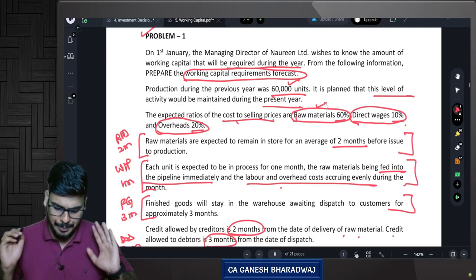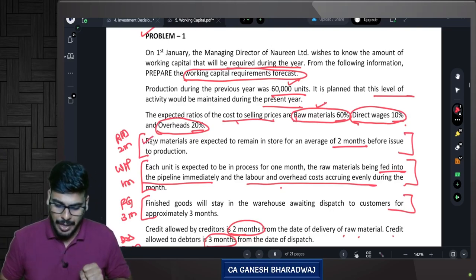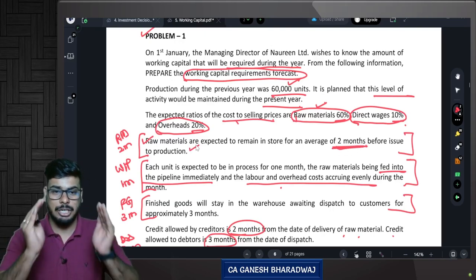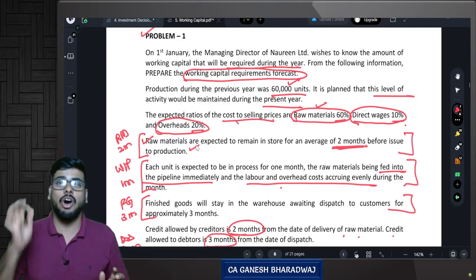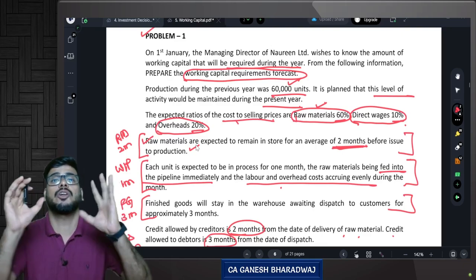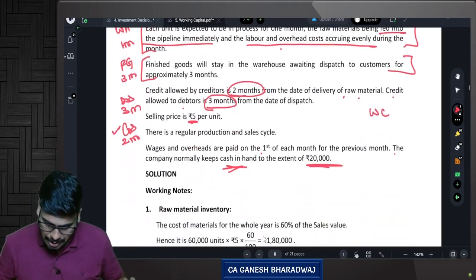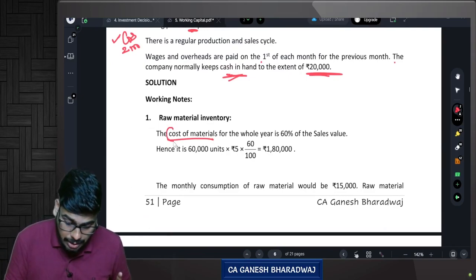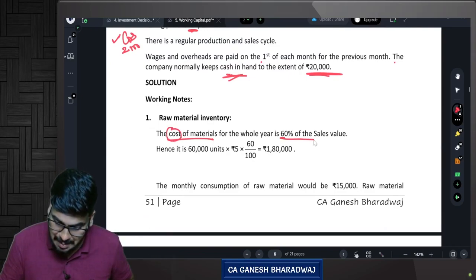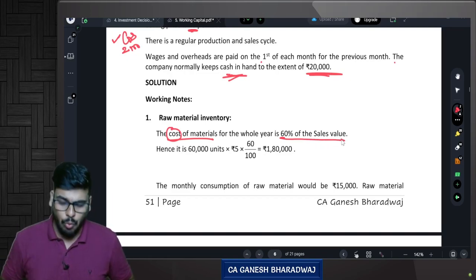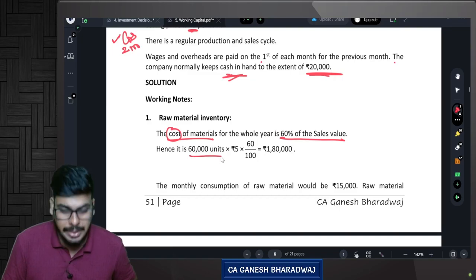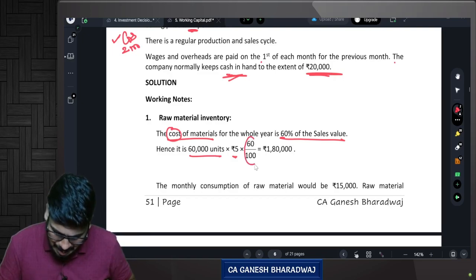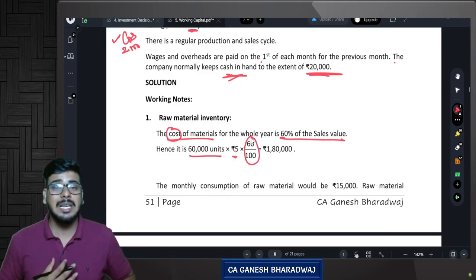So now you tell me, raw materials, if I buy today, I will be keeping it for a period of 2 months before I issue it to the production. So what is the amount of investment that is required for raw material? Can I say the cost of materials for the whole year, this is cost, not the investment, is 60% of the sales value, correct? They have given 60,000 units they are going to sell. Every unit is going to be sold at ₹5, correct? And 60% of my sales value is generally my raw material cost.